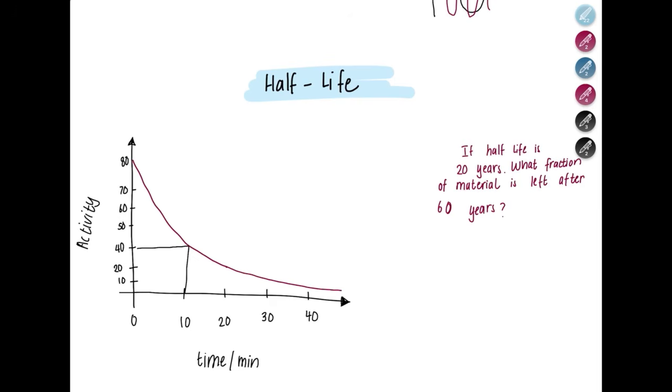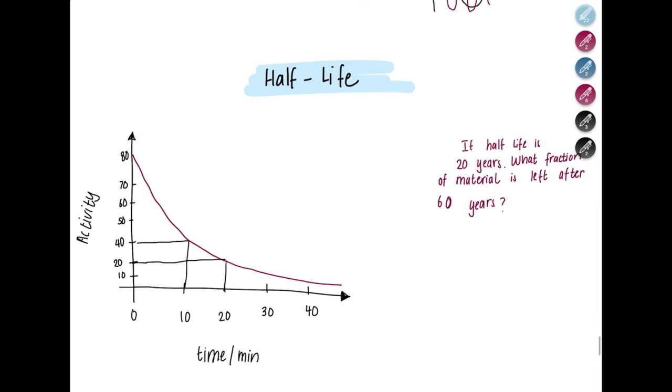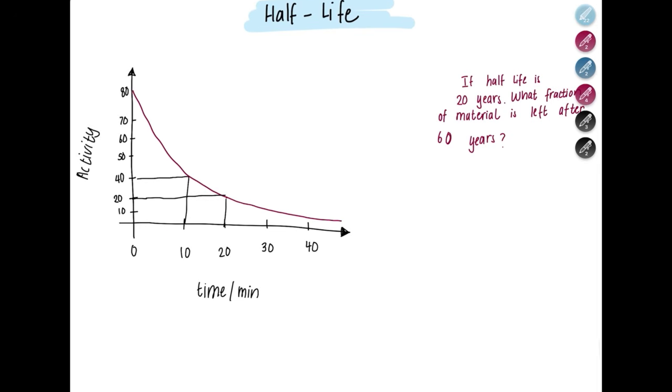Now let's see another one. So 40 becomes half. Let's see the time for that. That's 20. So 20 minus 10 is also 10. So you have 10 minutes. Again, if you repeat that for 10, you get 30. 30 minus 20 is 10. So every 10 minutes, the atoms are becoming half. Half-life is 10 minutes. Remember, for one radioactive isotope, it's the same.